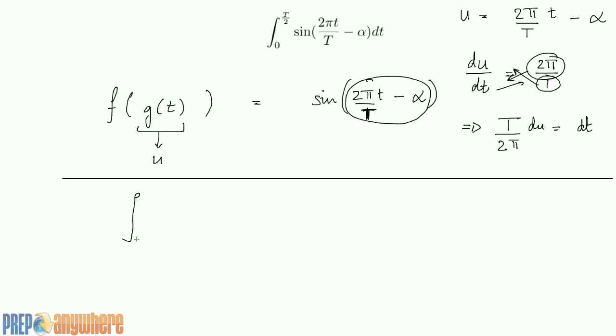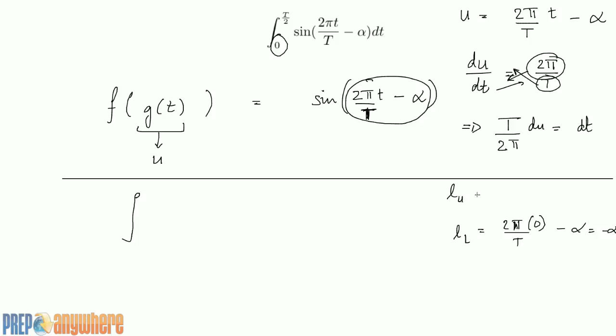However, we need to find our new limit. How do we do that? Well, take the old limit, replace it in the change of variable equation in place of the variable t. So our new lower limit is going to be 2 pi times the old lower limit, which is 0, divided by capital T minus alpha. This is equal to negative alpha.